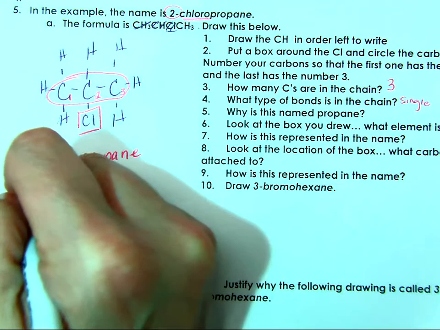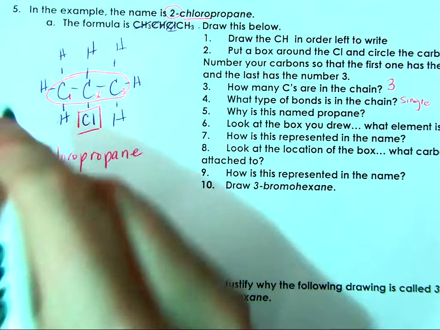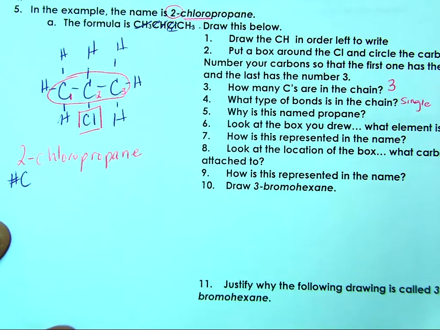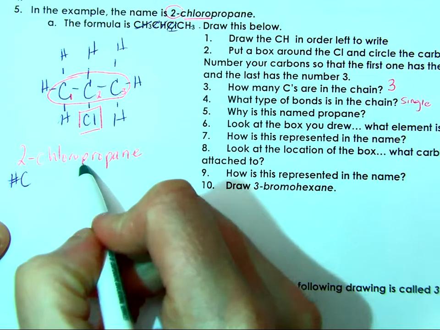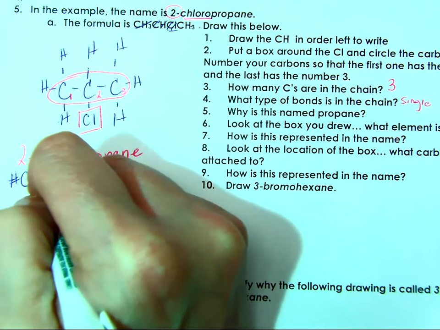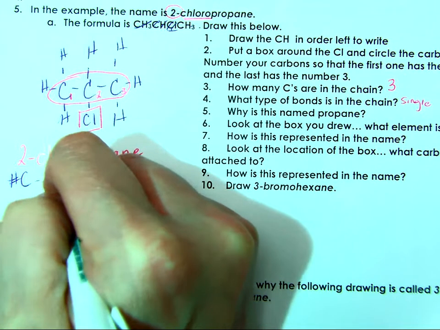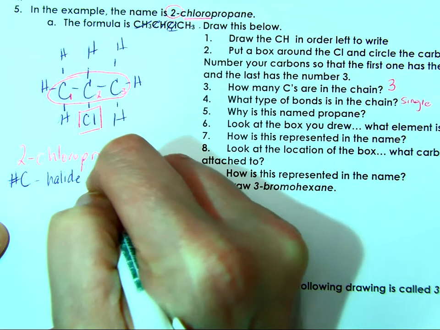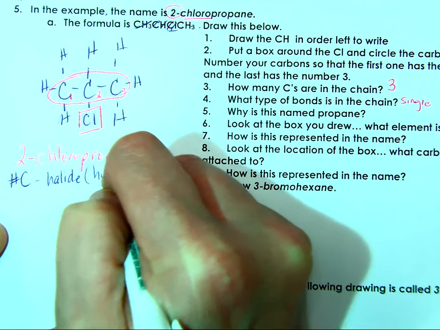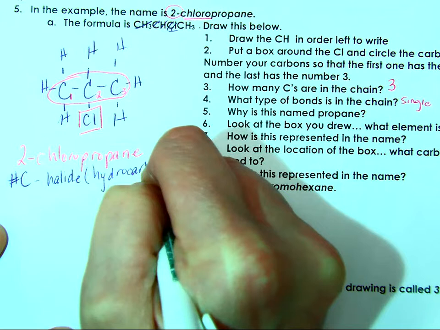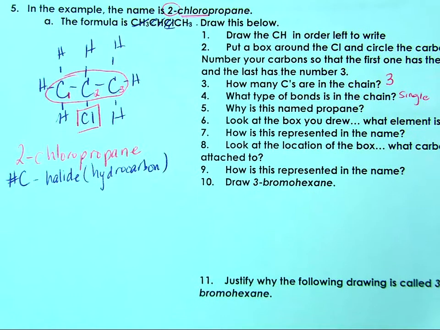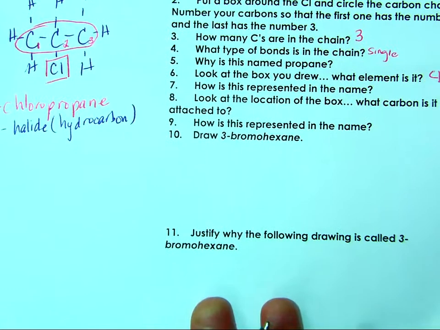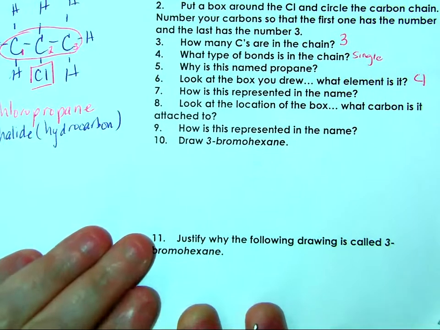So the number is going to represent the number of the carbon it's on. The prefix before the hydrocarbon is going to be the halogen or the halide. And this is going to be the hydrocarbon name. So that's the fit. Let's take that knowledge and apply it to drawing something else. So step by step, let's do it.